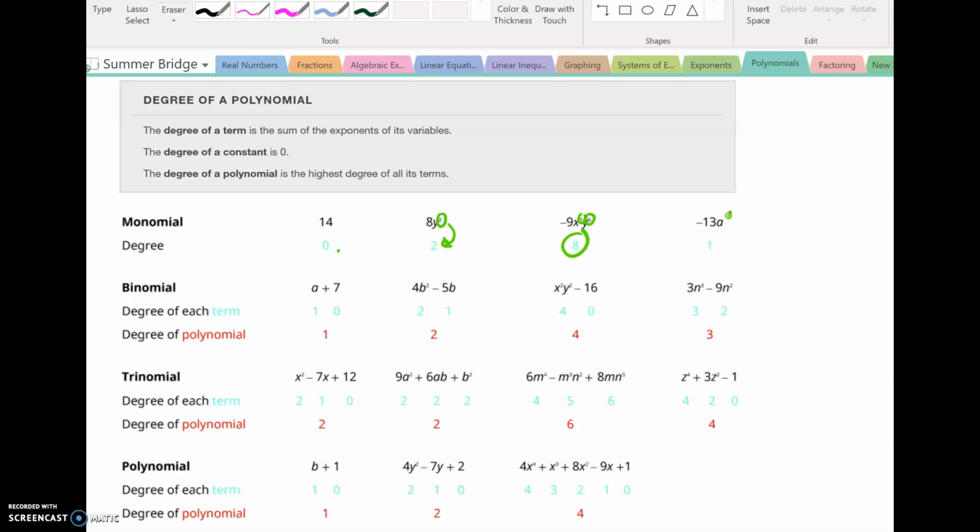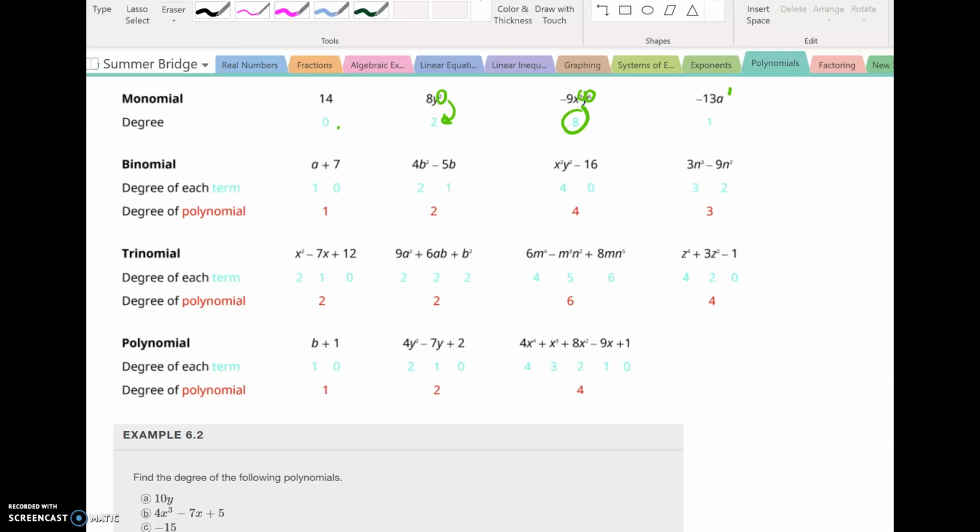Okay, so that is monomials. For binomials and really anything else, we're going to take a look at the degree in each term, and we're going to just take the largest one. So here the degree is 1 and a constant is 0, so which one is the largest? 0 or 1? The 1 wins out, so the degree of the polynomial is 1.